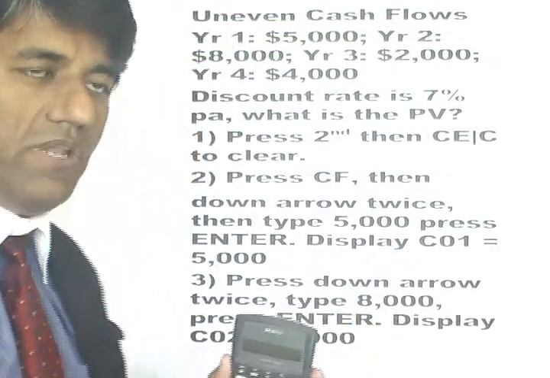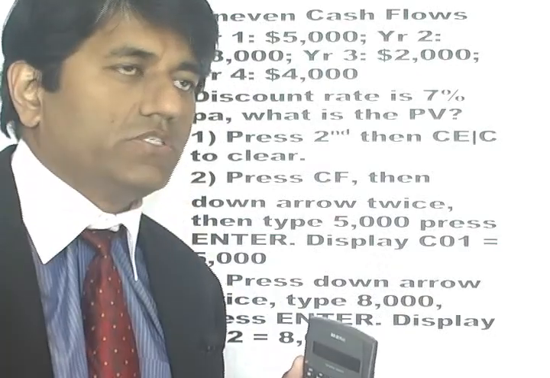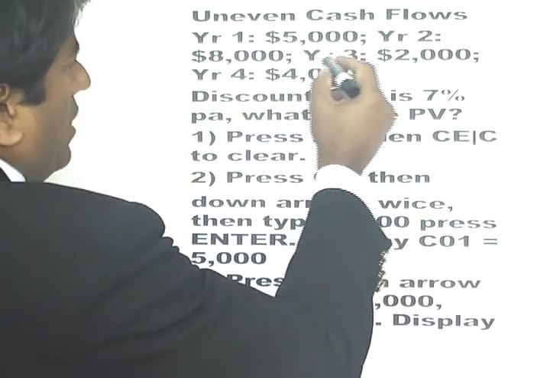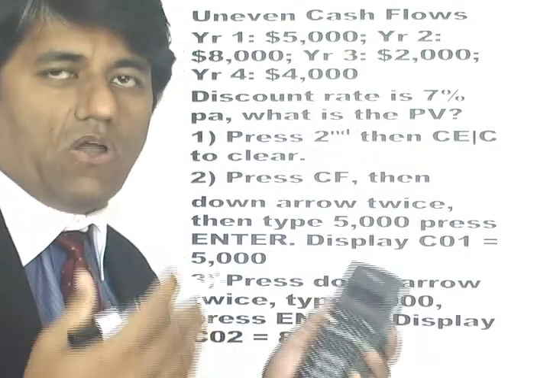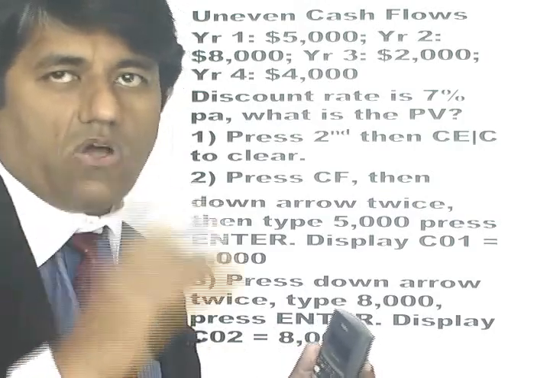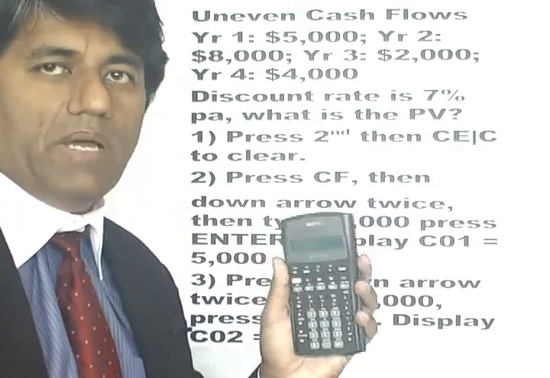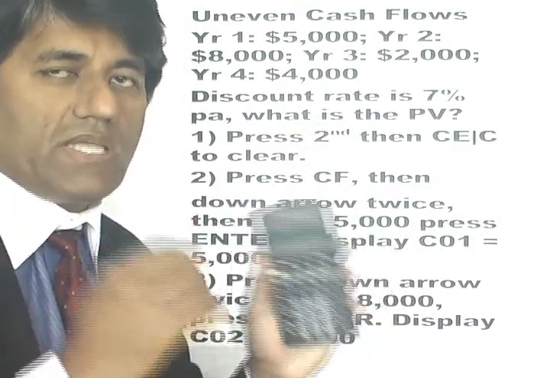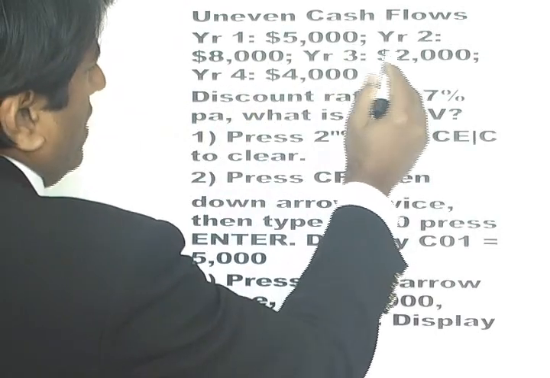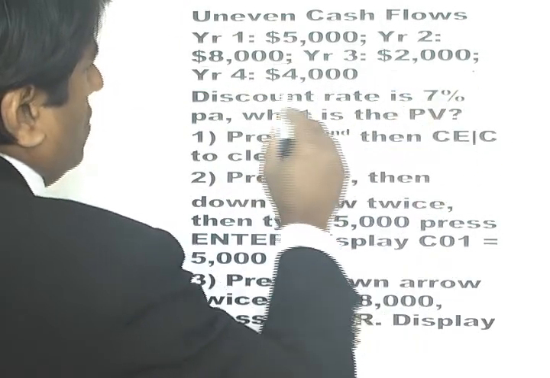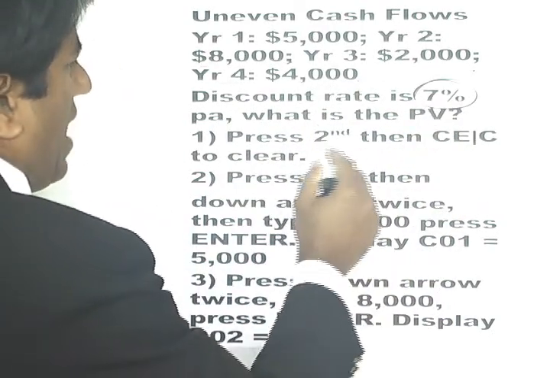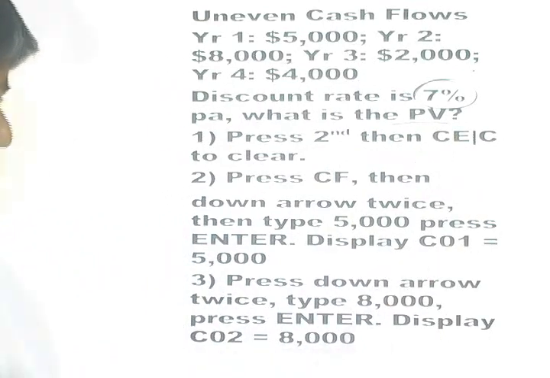This financial calculator can not only handle annuities, which are constant cash flows, but it can also handle uneven cash flows. Of course it takes a bit longer, because you have to enter all these cash flows separately if they're uneven. In an annuity, it's a constant cash flow, so you just enter it one time and you're done. I'm going to show you how. Here you have cash flow for year 1 as 5,000, year 2 as 8,000, year 3 as 2,000, and year 4 as 4,000. The discount rate is 7%, and the question is, what is the present value?